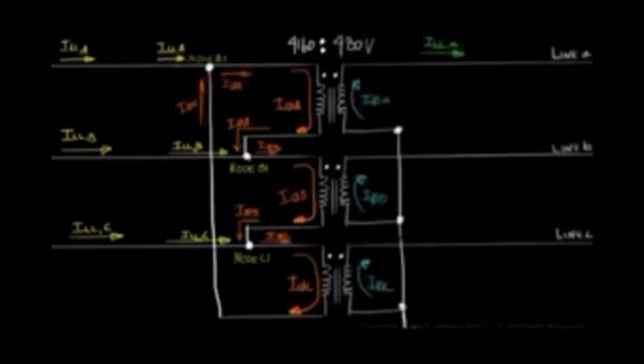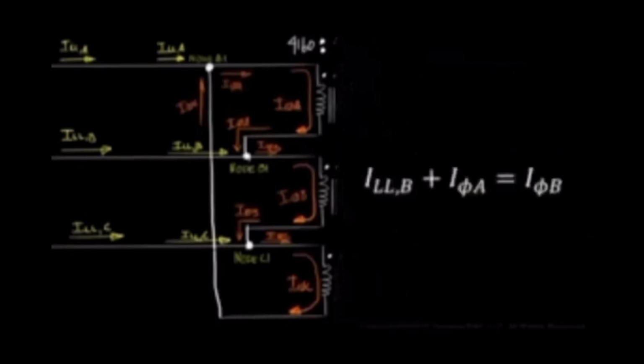Similarly for node B1, line current B plus phase current A is equal to phase current B. Line current B and phase current A are flowing into node B1, but phase current B is flowing out of node B1.